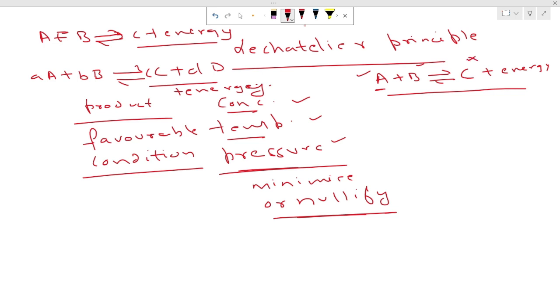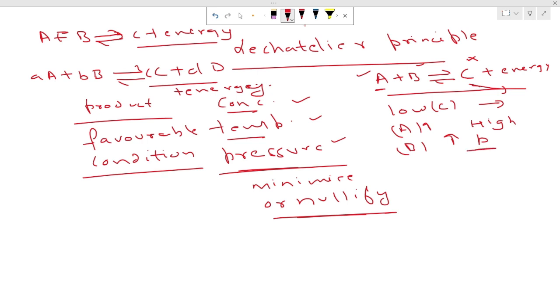that is not favorable. If C is being formed and you are removing C from the system, then obviously the reaction will move in the forward direction, and that is a favorable state. So low concentration of C and high concentration of A and B is the favorable condition of this reaction. Now coming to the pressure, if you are increasing the pressure for this reaction, then obviously the reaction will shift in the forward direction, where the molecules are decreasing. So high pressure is the favorable condition for this reaction.